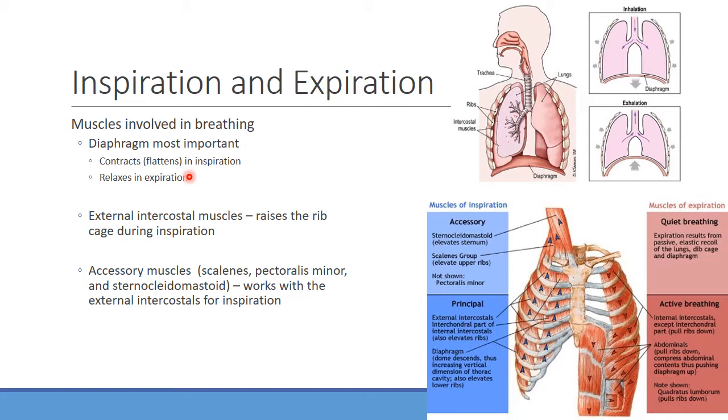The muscle moves back up, closes that volume down, which increases the pressure and forces air out of the respiratory tract. The external intercostals are going to raise the rib cage during inspiration. So if you need some extra space, you can use the external intercostals for that. There are also some accessory muscles that can be useful, like the scalenes, pectoralis minor, and sternocleidomastoid. All of those can work with the external intercostals for inspiration. So if you need to take a deep breath, all those accessory muscles will be involved. That can be useful when you're evaluating a patient. Are they using accessory muscles when they're breathing?